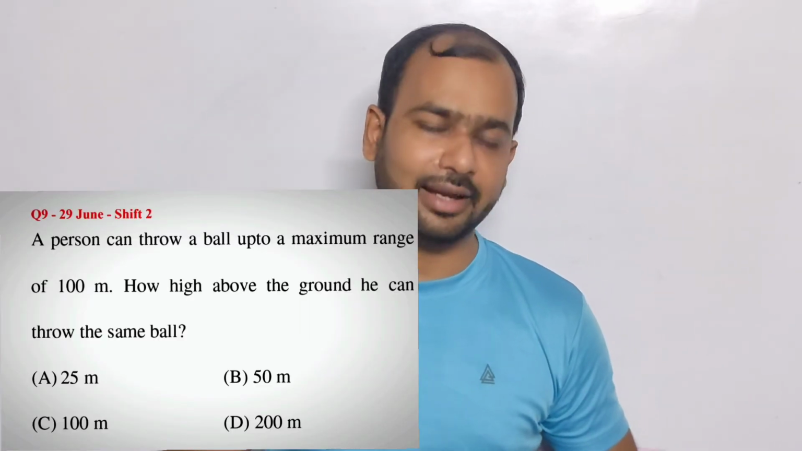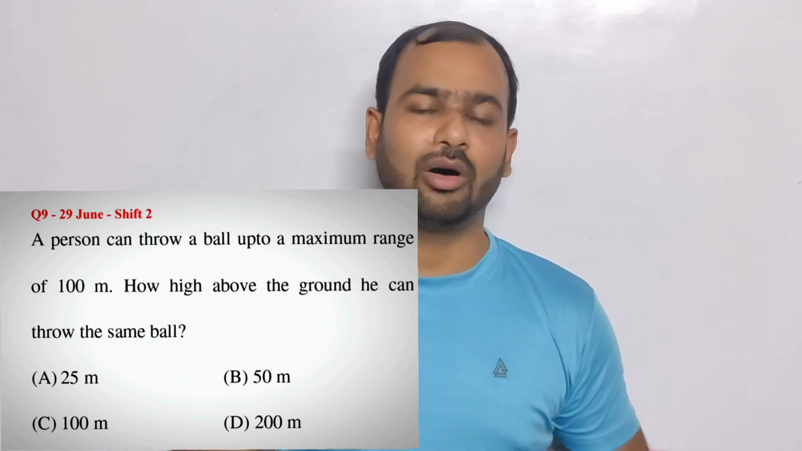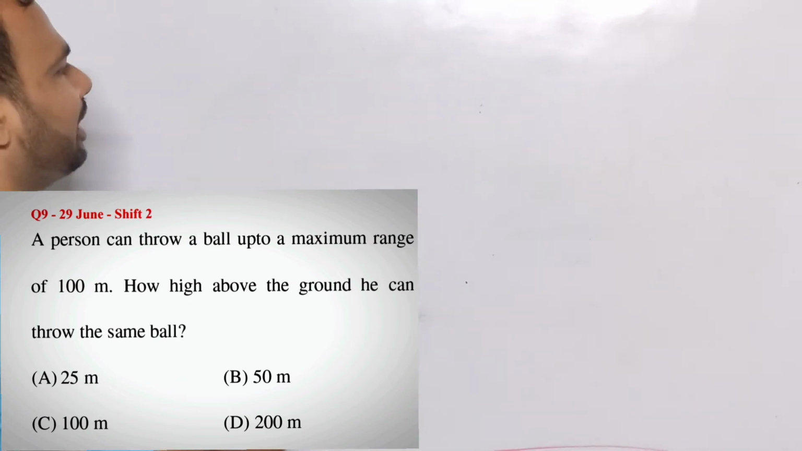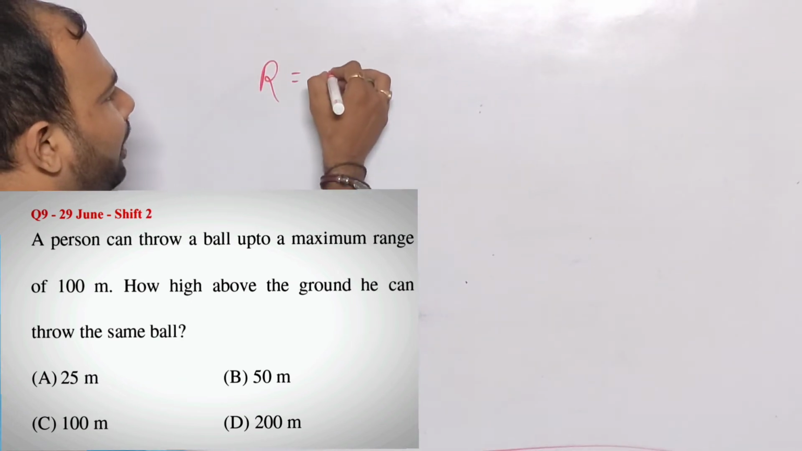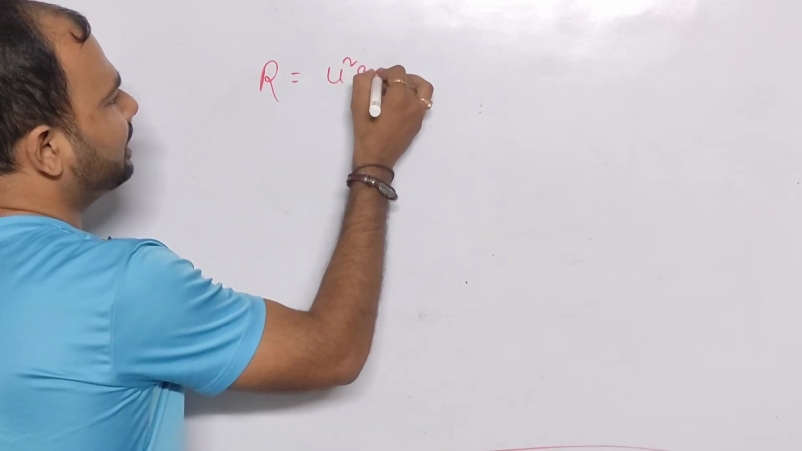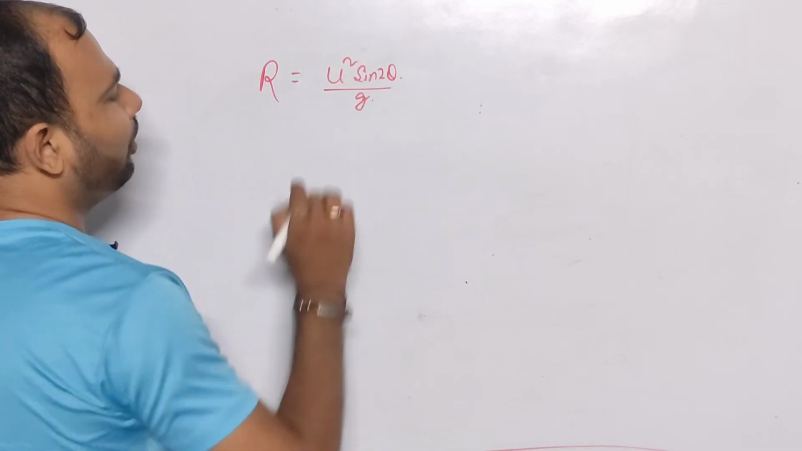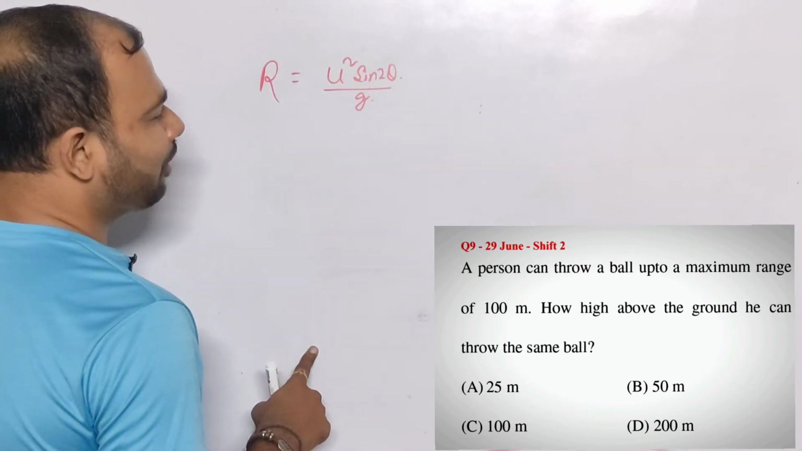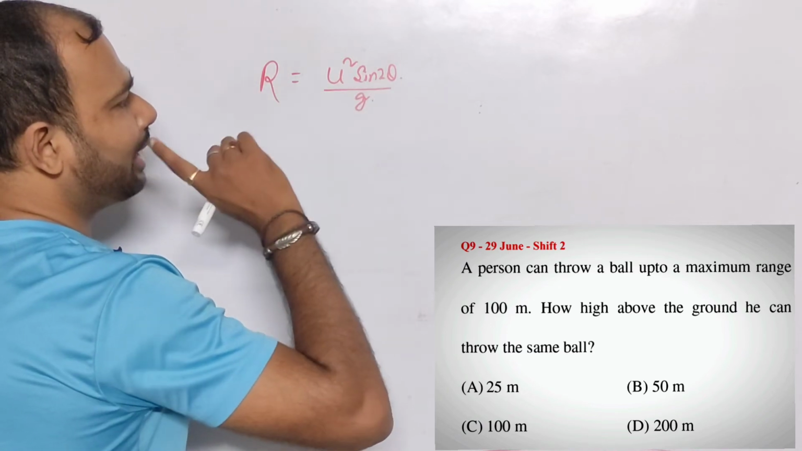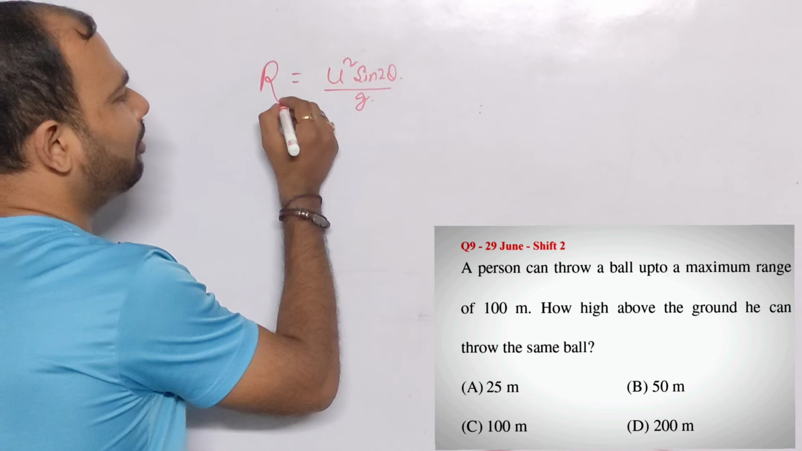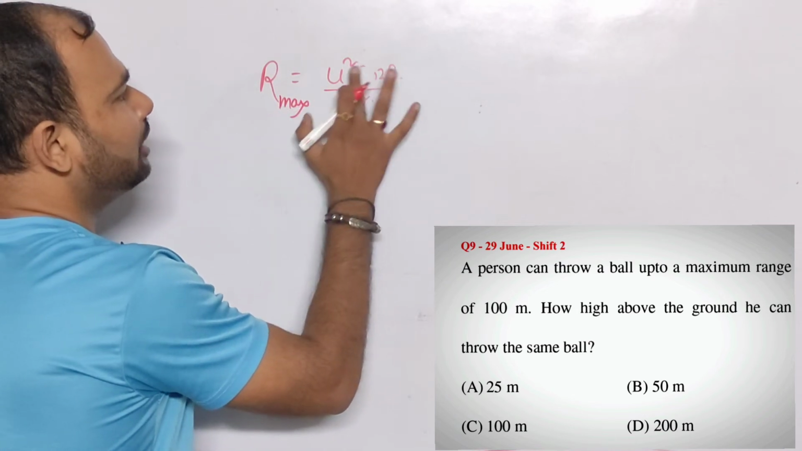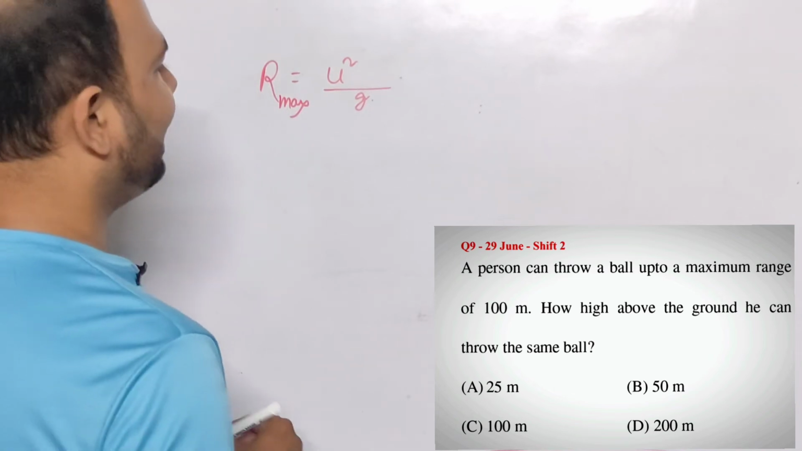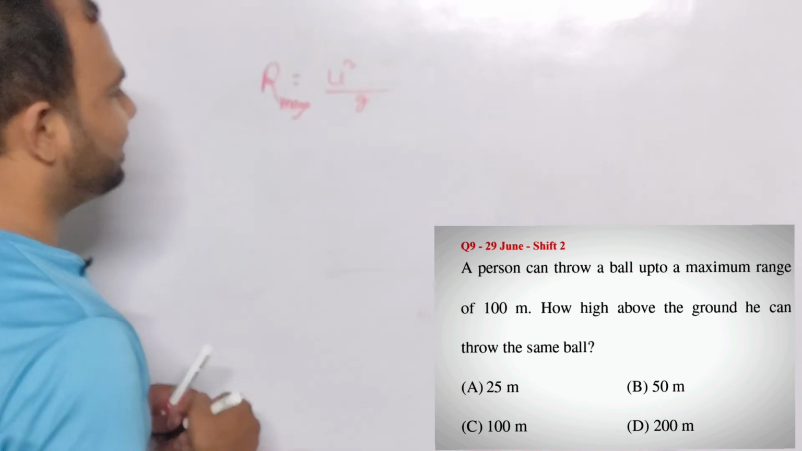The next question states that a person throws a ball to a maximum range of 100 meter. So what is the formula of maximum range? R equal to u square sine 2 theta by g. We know that if theta is 45 degree, then 45 into 2 will be 90 degree. At that situation, R will be converted into R max. So u square by g is the maximum range, and they have asked about the maximum height at this situation.